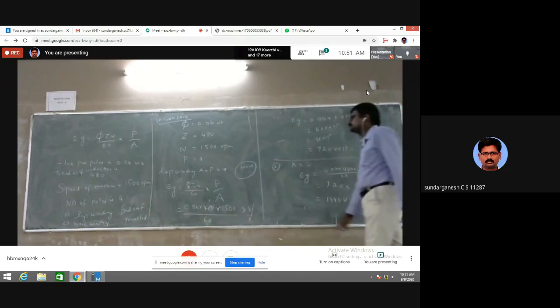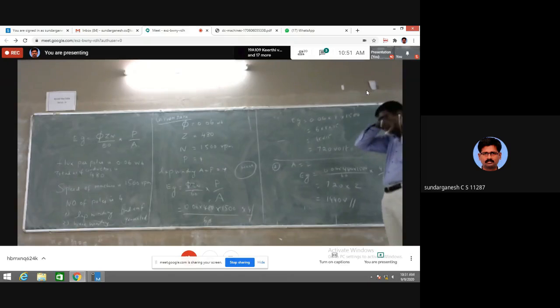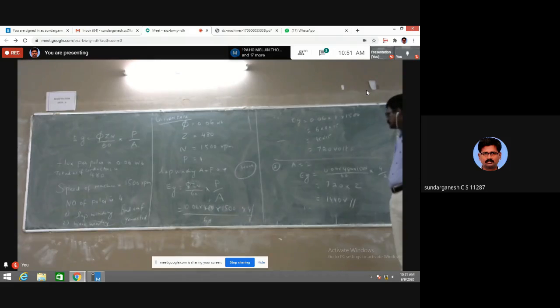Okay. So if it is lap winding, A equal to P. If it is wave winding, A equal to 2. So from this we can analyze that when you are using wave winding, the voltage is higher. Here it is only 720 volts. Here it is 1440 volts. So whenever you use wave winding, the voltage generated in the conductor is high. Current will be low. Current is low, but voltage will be higher in wave winding. So lap winding means voltage is low, current will be high.